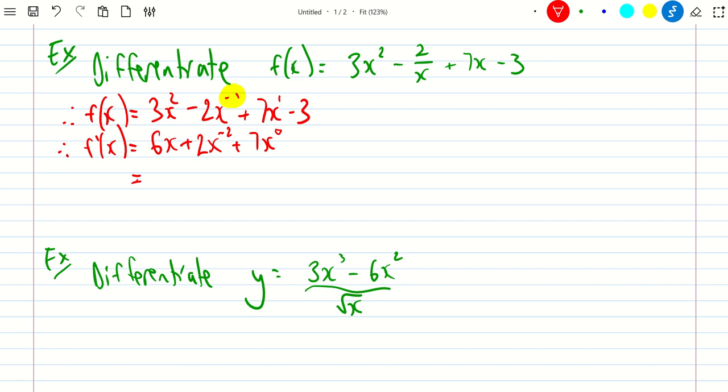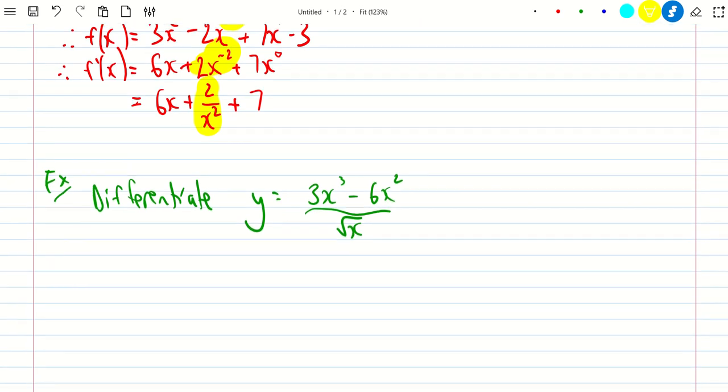And so I'll just rewrite everything here. That's 6x plus 2 over x squared. And I wrote this as x to the power 0 here. Remember, x to the power 0 is equal to 1, so that's just plus 7. So that's the derivative. We could have left this as x to the power negative 2, and that would be perfectly fine, but I've just written it like that. So that's my derivative of that function. I hope that makes sense.